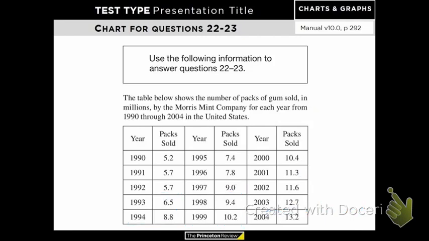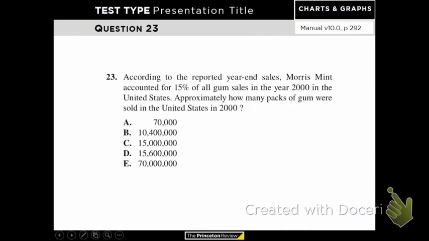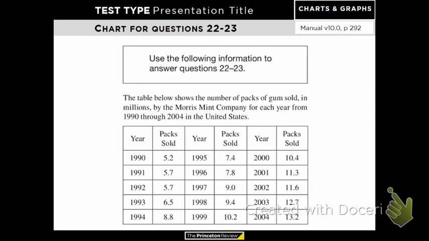Okay. And then looking at the last problem here. According to the reported year-end sales, Morris Mint accounted for 15% of all gum sales in the year 2000 in the United States. Approximately how many packs of gum were sold in the U.S. in 2000? Okay, so if we jump back here and use our table. So we need to look at the year 2000 to figure out how many packs were sold. So in 2000, it was 10.4. Remember, we're talking about millions.